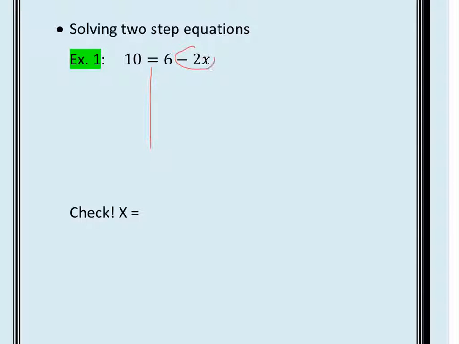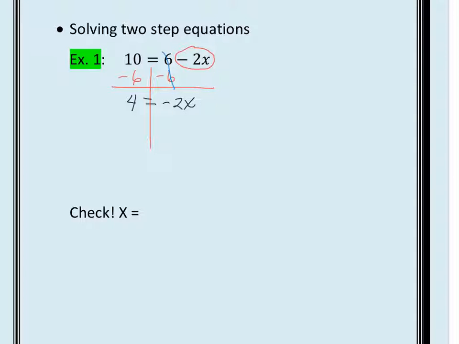In this particular example, the negative belongs to the 2x, it does not belong to the 6. The 6 is positive, the 2x is negative. So if we want to get the 2x by itself, we need to get rid of a positive 6. The opposite of positive 6 is a negative 6. So we are going to subtract 6 from both sides. The 6's on the right cancel, and then 10 minus 6 here is 4 equals, and we're going to bring down the negative 2x.